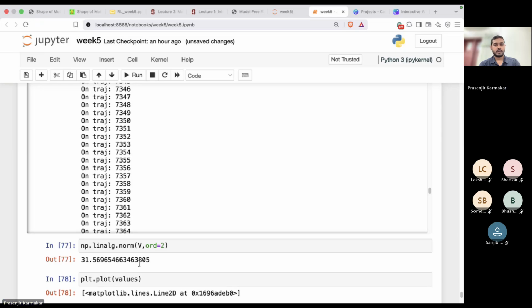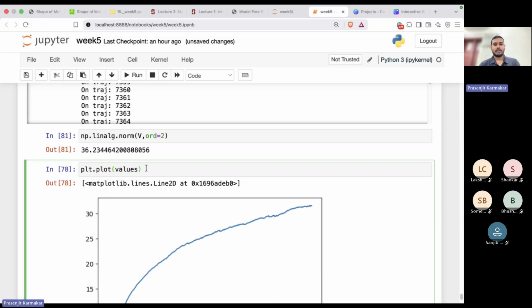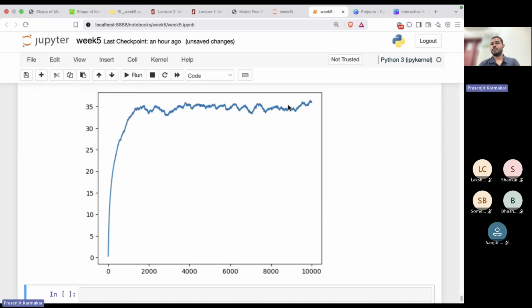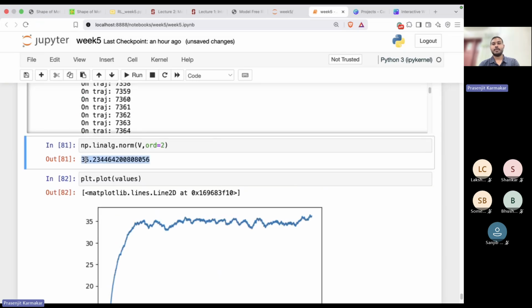We are done. Okay, so what is the analytic value? It's 36, but let's see. Yes, we are mostly converged. So what does it mean having 36 as the value?